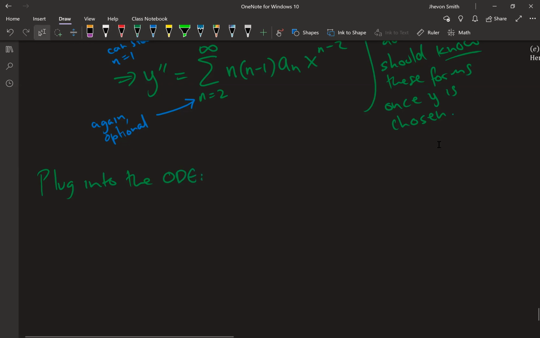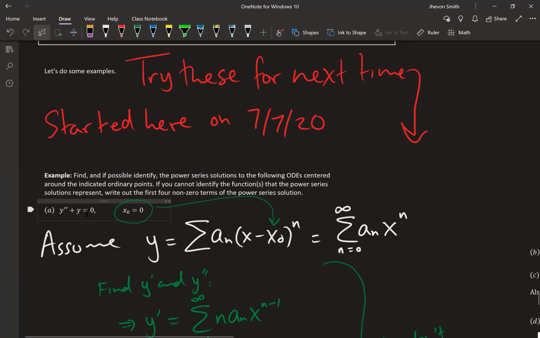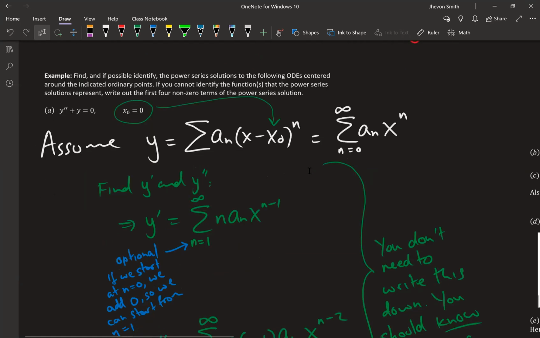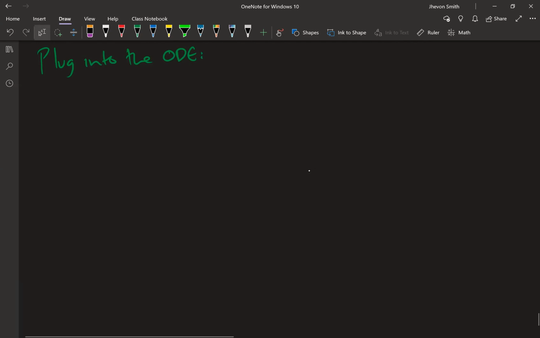Okay, so I'm going to go back to the original y double prime plus y. Where I see y double prime, I'm going to plug in its series. Wherever I see a y prime, I'm going to plug in this series. Whenever I see a y, I'm going to plug in that series. So it's just y double prime plus y.